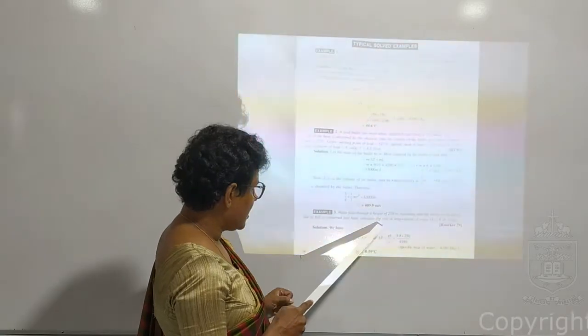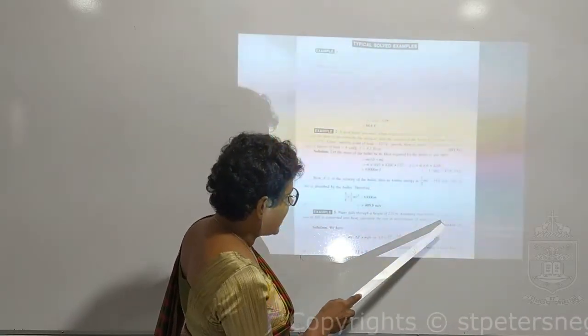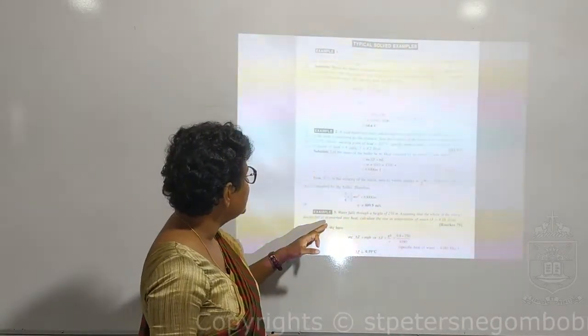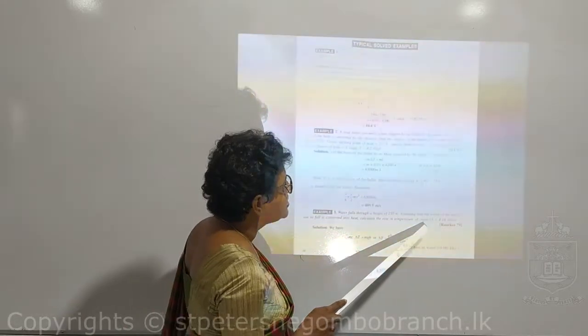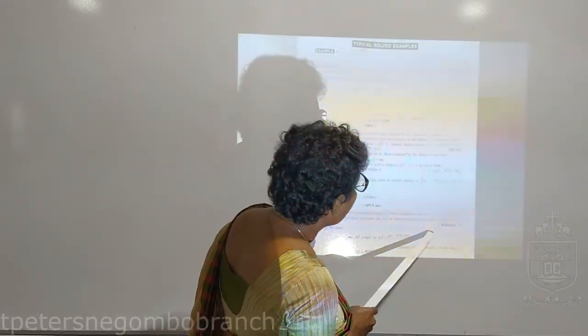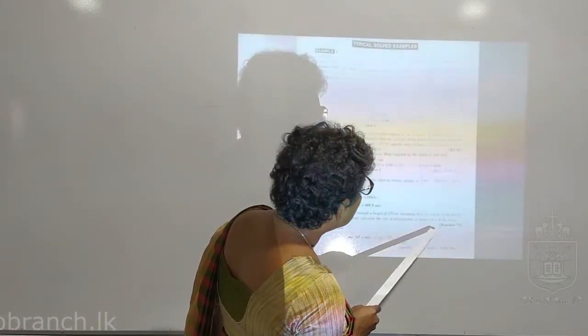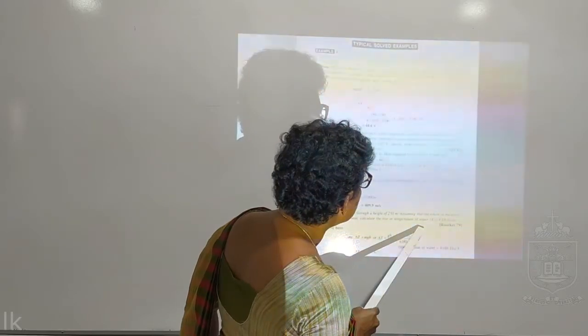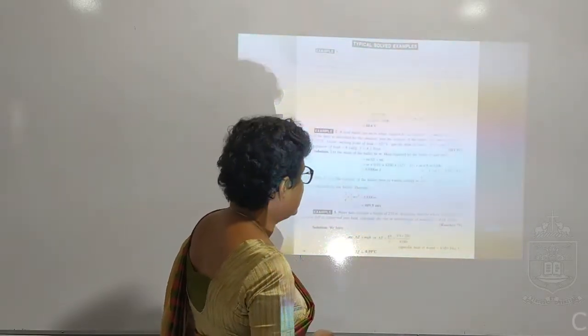Water falls from a height of 250 meters. Assuming that the energy due to the fall is converted into heat, calculate the rise of temperature of water. It is given that the specific heat capacity of water is 4180 joules, right?